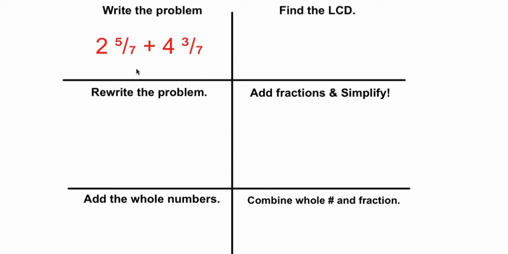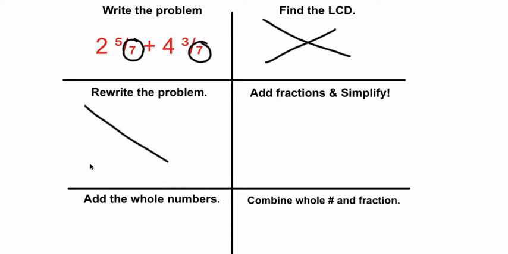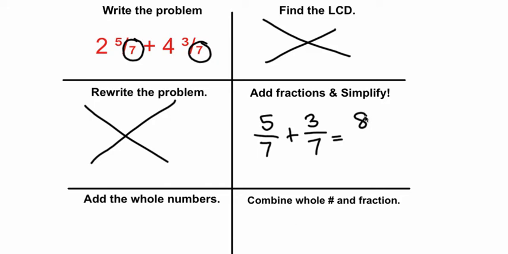So just like normal, we're going to write the problem, and just like normal, we're going to find the least common denominator. So our denominators are 7 and 7. Since those are already the same, we can skip the step of finding the least common denominator. We can also skip the step of rewriting the problem because we already have common denominators. And in this box, we're going to add the fractions as normal. So 5/7 plus 3/7 is 8/7.